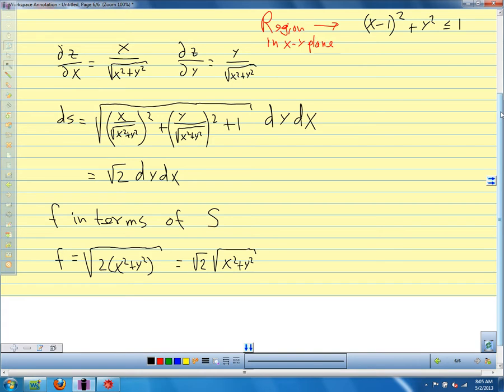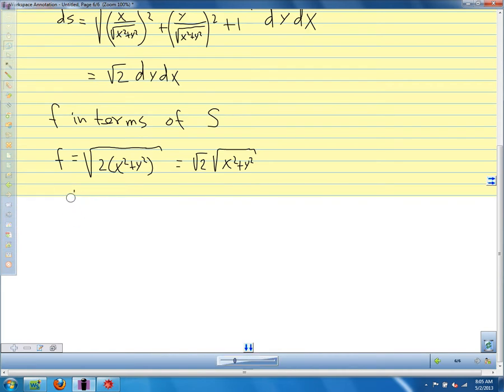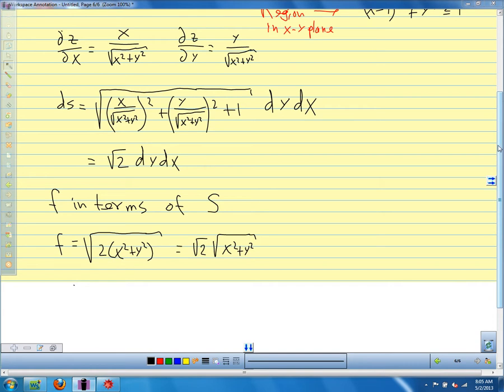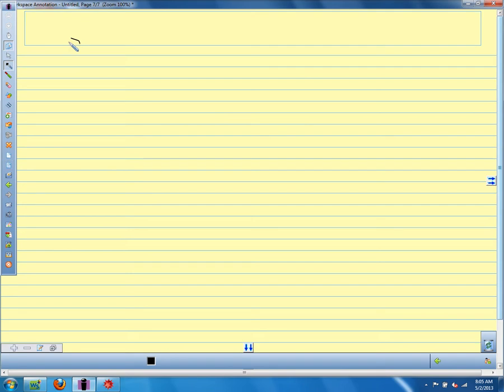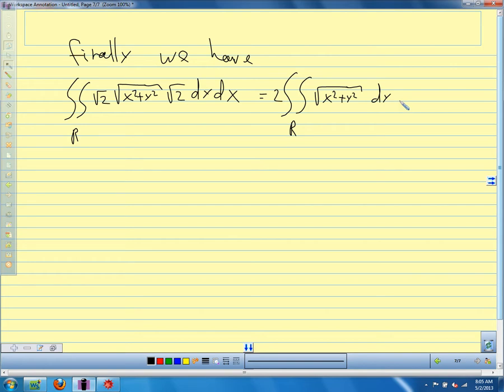And now we're ready to write our integral. So I haven't even started evaluating yet. I'm going to go to the next page. So here's f in terms of the parameters of our surface. Here's ds, and we're ready to write our integral. So we have the double integral over our region in the xy plane of square root of 2 times the square root of x squared plus y squared times square root of 2 dy dx. And I'll simplify a little more: 2 square root of x squared plus y squared dy dx.